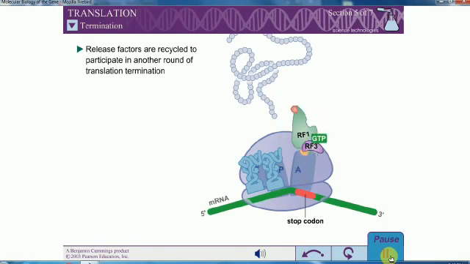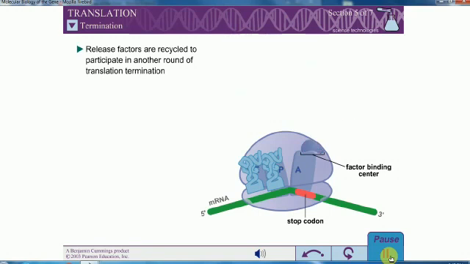First, GDP is exchanged for GTP on the class 2 release factor. This causes the class 2 release factor to push the class 1 release factor off the ribosome. The release of the class 1 release factor allows RF3 to interact with the factor binding center, which stimulates RF3's GTPase activity. GTP is then hydrolyzed on the class 2 release factor. The class 2 release factor GDP complex then releases from the used ribosome.